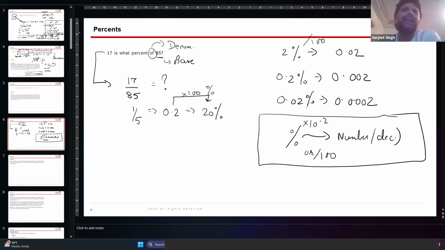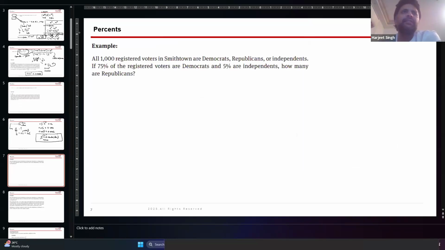We need to be careful with the language sometimes. The language could be confusing. Generally what comes after "of" is the base.